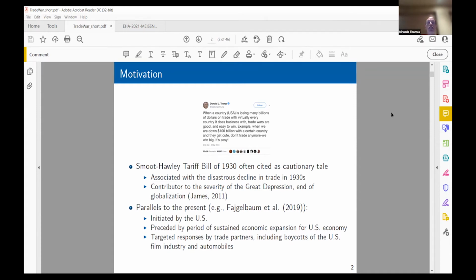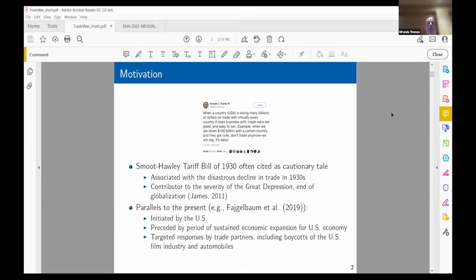Moreover, Smoot-Hawley's origins actually start before the Great Depression. This is legislation that's introduced even before President-elect Hoover is inaugurated. So what we were thinking was, when you go back and look at the historical evidence from the period, there are obvious parallels to the present.